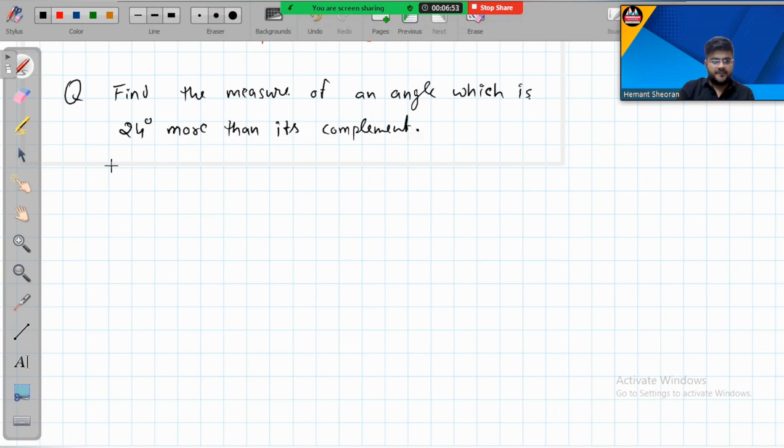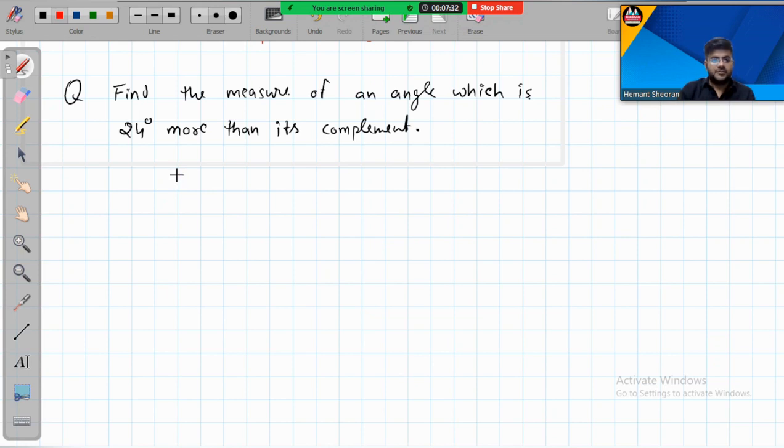What will you say? Okay, so it's going to be 2x plus 24 equals 90. 2x equals 66, so x equals 33. How did you do that? How did you get 2x plus 24 equals 90? Because it's 24 more.